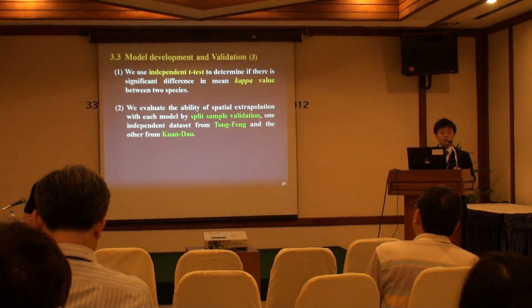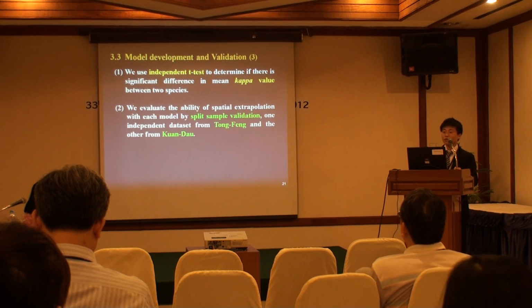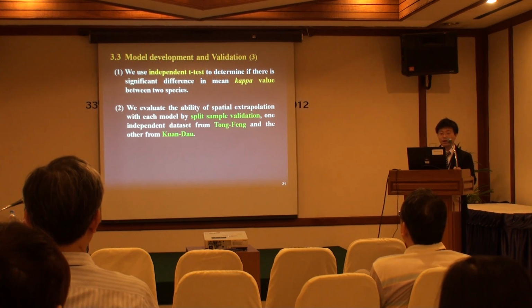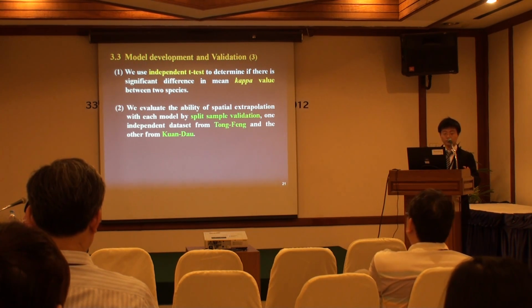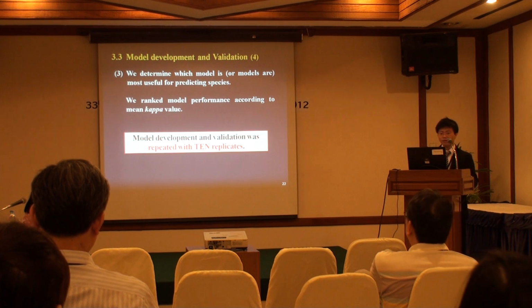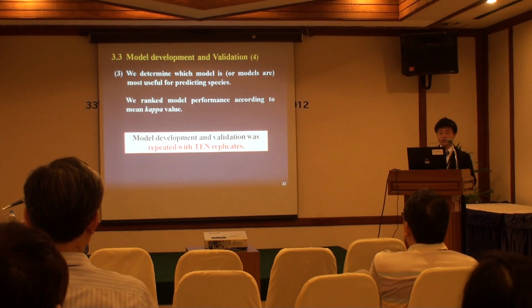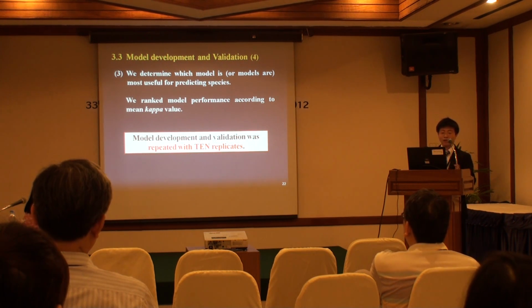And we use the independent t-test to determine whether there is a significant difference in the mean kappa between the two species, and use split sample validation, one from Dongfeng and one from Guandao, to test the data set. And finally, determine which models are used for plant species. And we rank the model performance and show you according to mean kappa value.